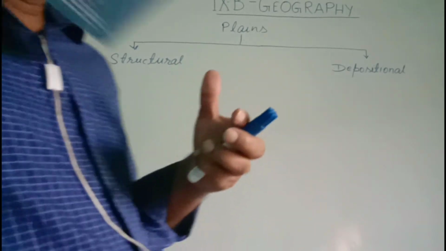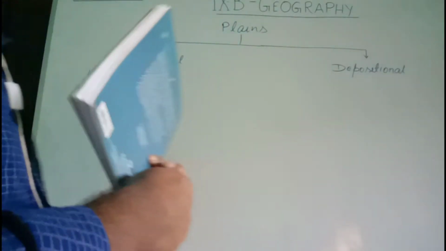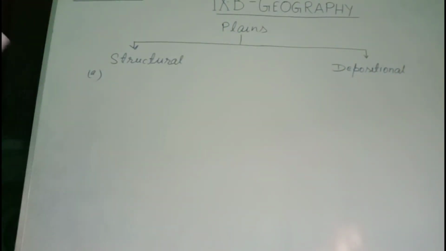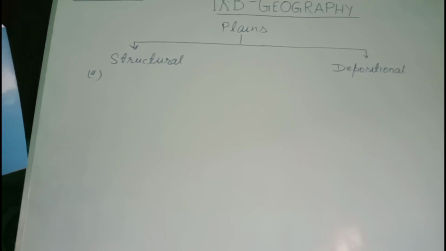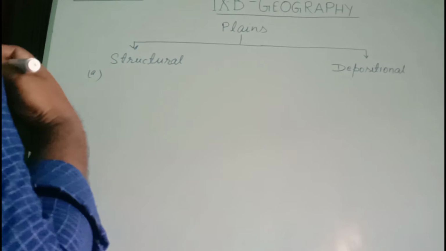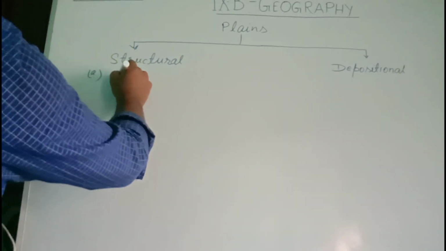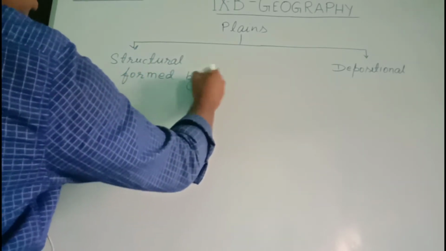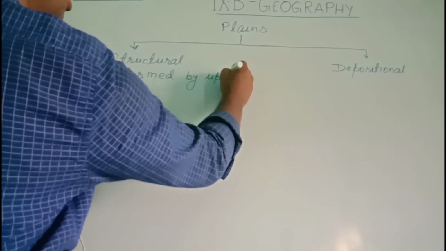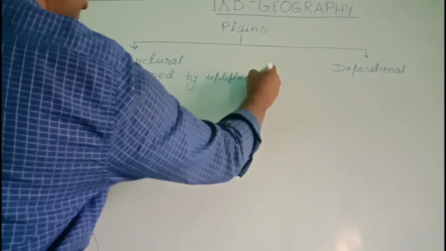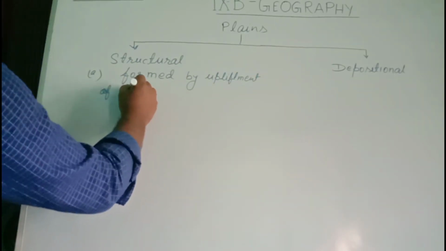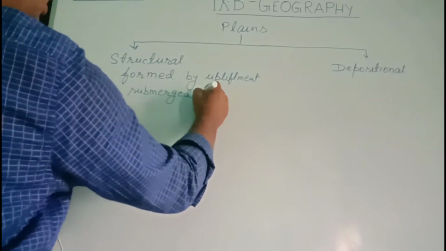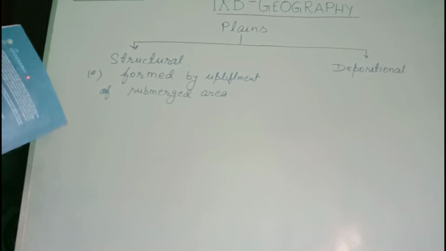There are 2 types of plains. Number 1 is structural plains. Number 2, depositional plains. One by one we will see the features of structural and depositional plain. The first feature of structural plains, this is formed by upliftment of submerged area. What is this feature?